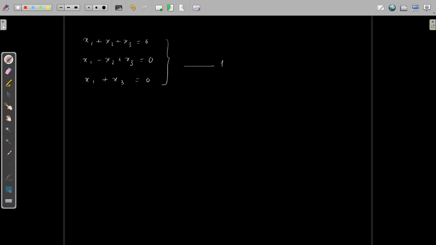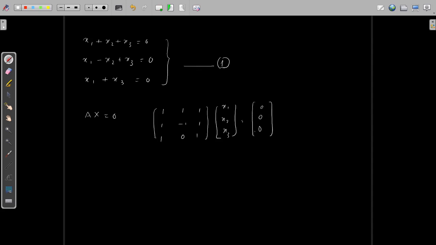We know that this system of linear equations is homogeneous. Therefore, if we consider the system in the form Ax equal to 0, that is, the matrix with rows 1 1 1, 1 minus 1 1 and 1 0 1, times x1 x2 x3 equal to the zero vector. So this is a homogeneous system of linear equations.